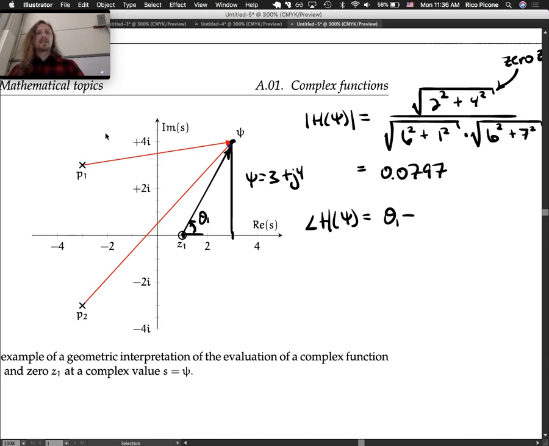We would take theta 1, and we would subtract, for poles I'll do phis. I'll call this phi 1, and then I'll call this phi 2. So minus phi 1 minus phi 2. So you can compute what they are geometrically.